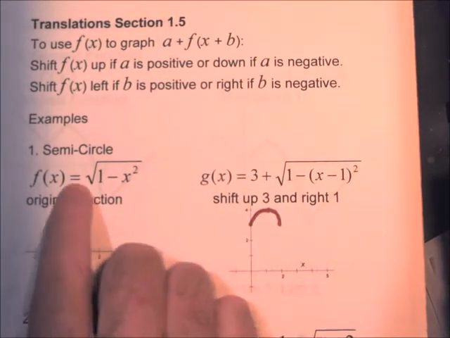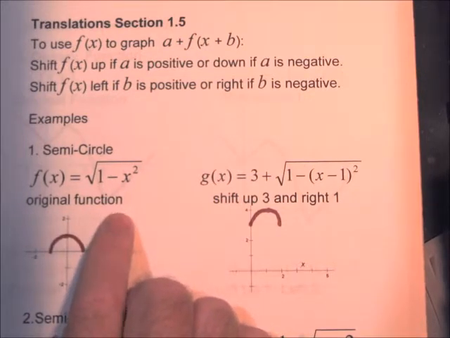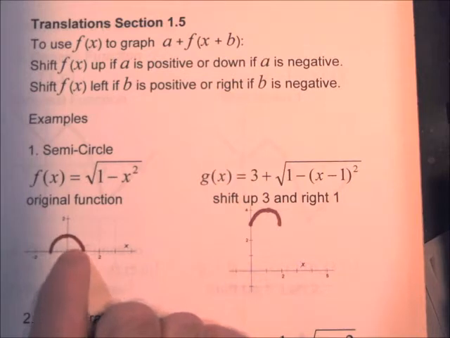Example, semicircle, f of x equals the square root of 1 minus x squared. The original function looks like this, centered at 0, 0 with radius 1.